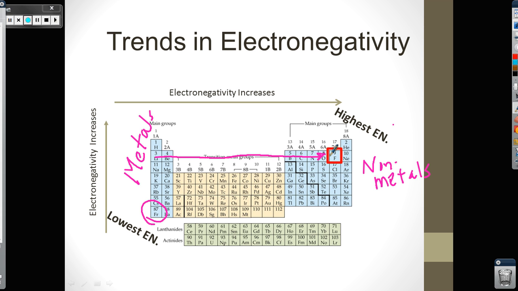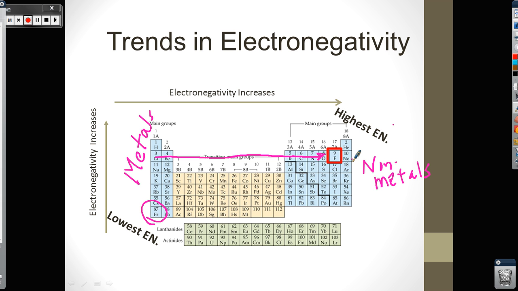As I move across a period, I'm increasing the number of valence electrons until I almost have a full valence shell. So the electronegativity increases because atoms naturally want to fill up their valence shell. Some things for you to remember are that electronegativity increases as I go across a period. The highest electronegativity is found in this part of the table. Electronegativity increases as I go up a group, and the lowest electronegativity is found down here in this corner of the table.